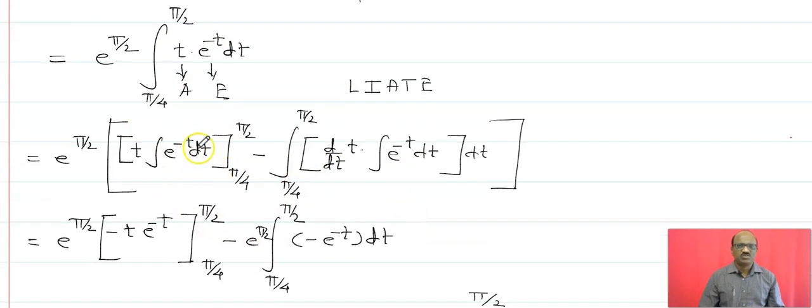What's the integral of e raised to minus t? Minus e raised to minus t. Lower limit is pi by 4, upper limit is pi by 2. Minus. Now e raised to pi by 2 here, I had multiplied here. What about here?